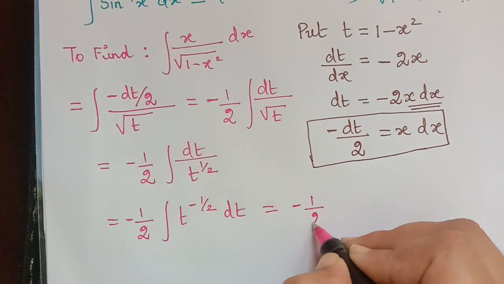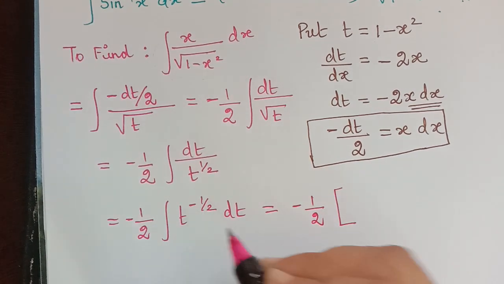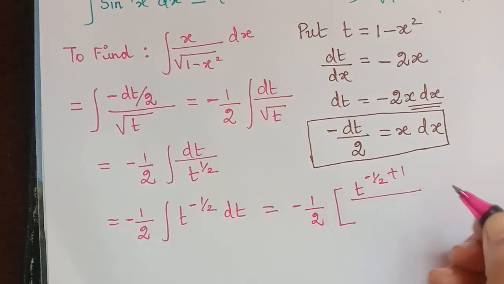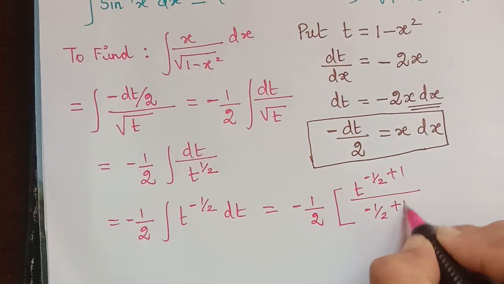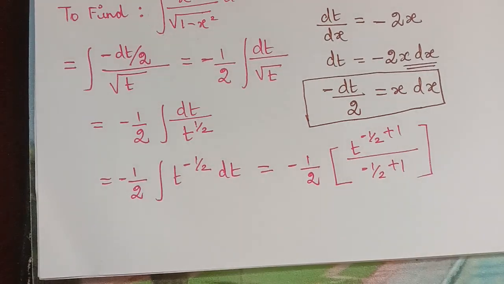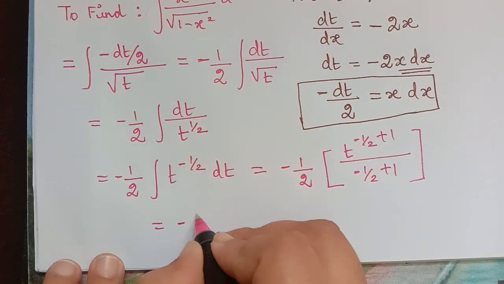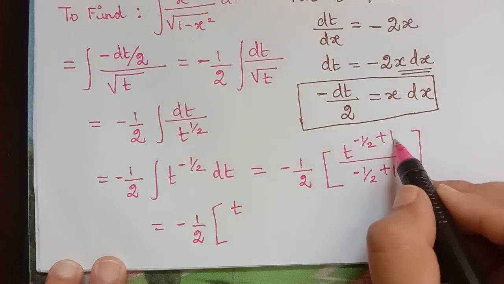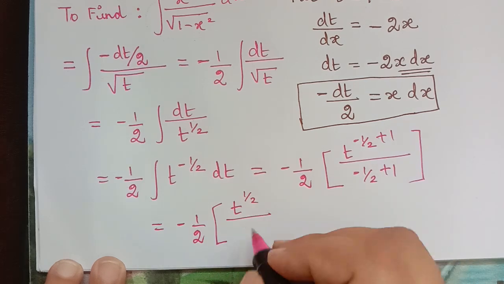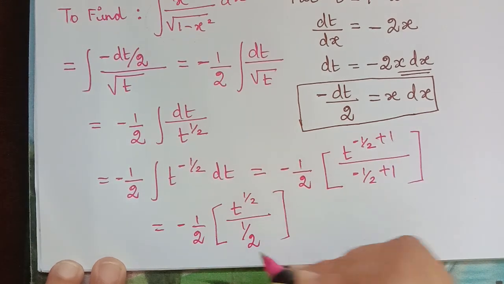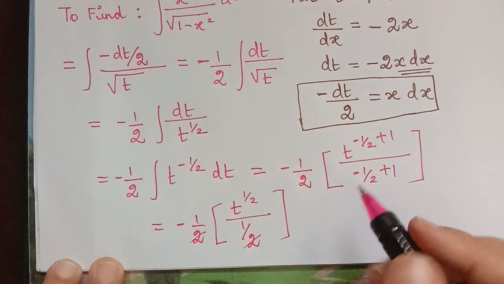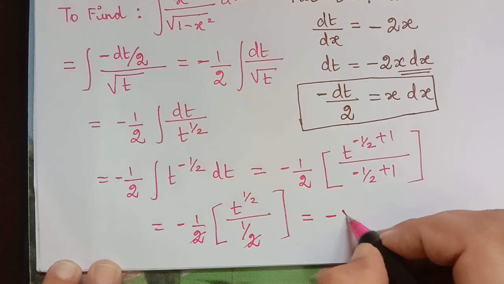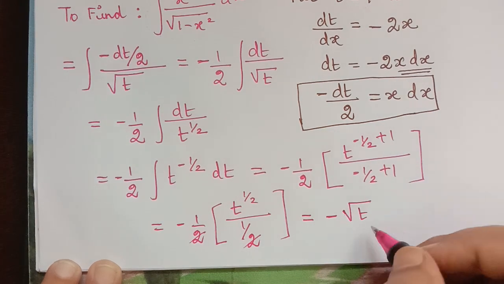So this will be minus 1 by 2, and the integration of t power negative 1 by 2 is t to the power minus 1 by 2 plus 1 divided by minus 1 by 2 plus 1. So further let us simplify this. So this will be equal to minus 1 by 2 multiplied with t to the power minus 1 by 2 plus 1, which is 1 by 2, divided by 1 by 2. So this 2 and this 2 will get cancelled. And so this will be equal to minus t to the power 1 by 2, which can be written as square root of t.